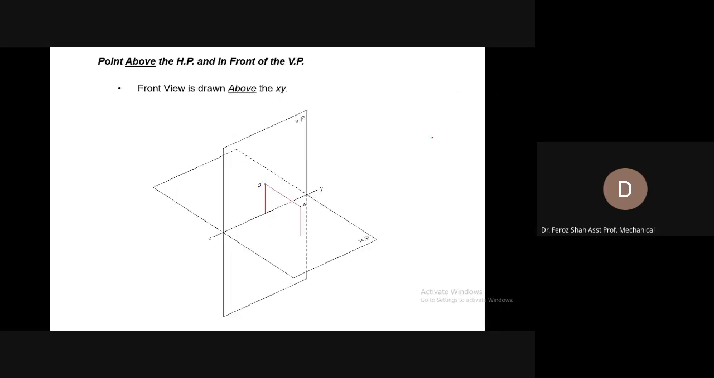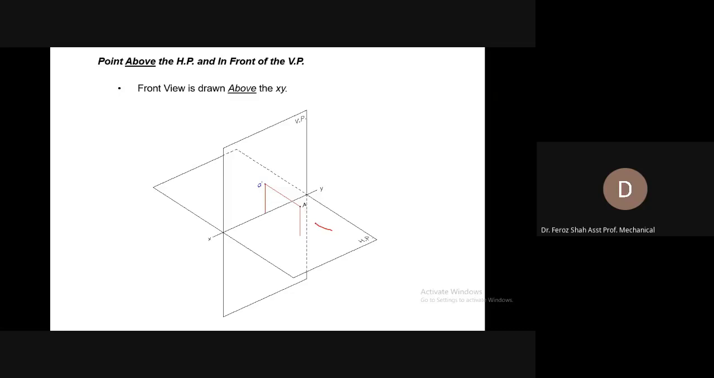Now this is the case for the point to be above the horizontal plane and in front of the vertical plane. So the point A is basically lying in the first quadrant. Now if we draw its views, that is the front view and the top view.